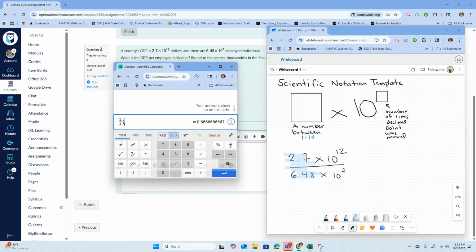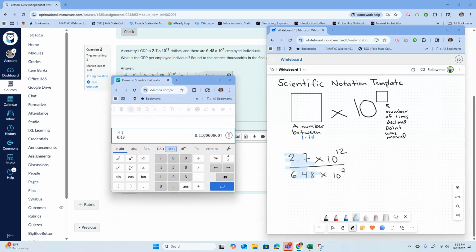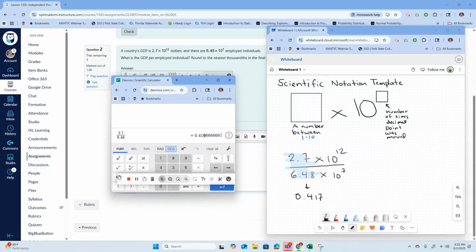So getting my calculator, here is my calculator. I'm going to take 2.7 and I'm going to divide it by 6.48. And if I'm not mistaken, the instruction says round to the nearest thousandth. So that means you're going to round to the third digit of the decimal here. So my new number is going to be 0.417. That's the thousandths place, rounding to the third digit here with the 6 I highlighted there.